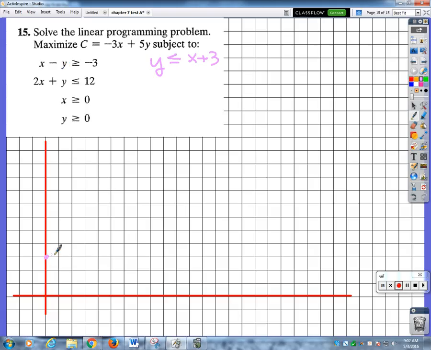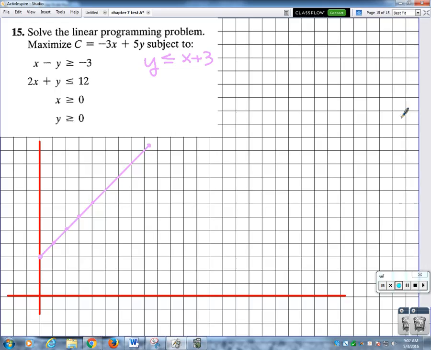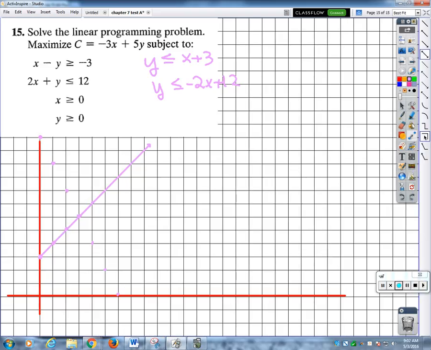So that crosses at 3 and then has a slope of 1. So it looks like this. And I'm shading below when we get to it. Okay, then if I solve this one for y, it's y is less than or equal to -2x plus 12. So 3, 4, 5, 6, 7, 8, 9, 10, 11, 12. And it has a slope of -2. And this time I'm shading where? Below.